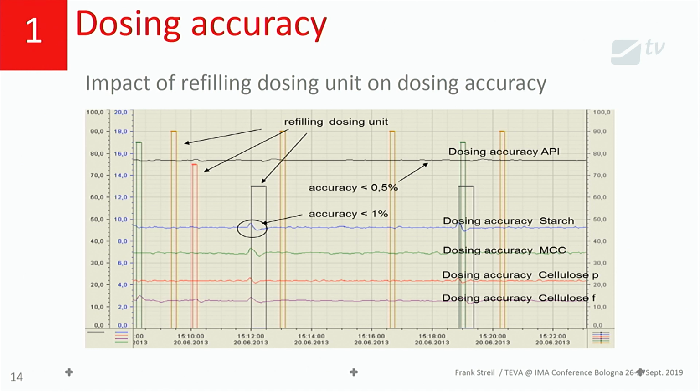Here is a graph showing what it looks like if you measure the dosing accuracy. You see on the horizontal lines the dosing accuracy, and the bars show the refilling cycles. In the middle, the big black bar shows the refilling of one of the components, a bigger component, where 1 kilogram was transferred. Whenever this refilling took place for this component, we had a disturbance on all the other dosing units for the other components, and that of course led to a rejection of material at the end.